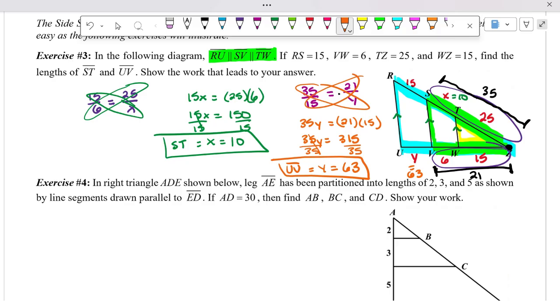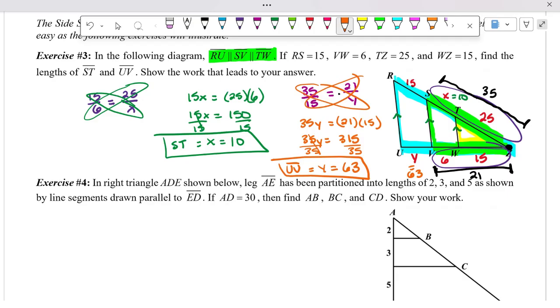So guys, these are not necessarily hard. The math is not hard. The hard part is figuring out which numbers you have to use and how to set up those proportions. But once you do that, it's just a simple cross multiply and then divide by the other number. The math's not hard. The hard part is figuring out how to set it up. So you have to be really careful.